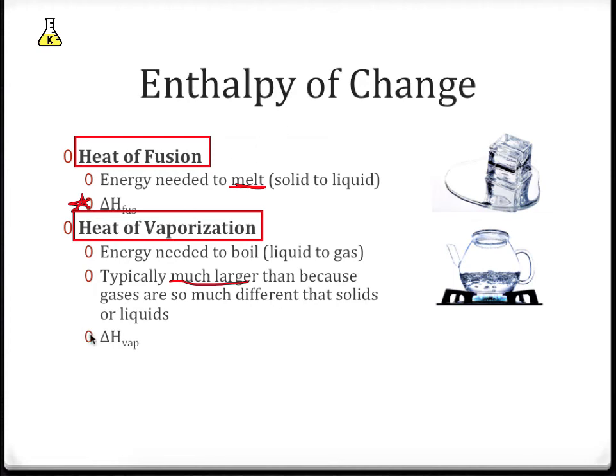The symbol we use for heat of vaporization is delta H vap, for vaporization. The units for both of these are going to be kilojoules per mole, and just like with specific heat, this is typically data that is going to be given to you.